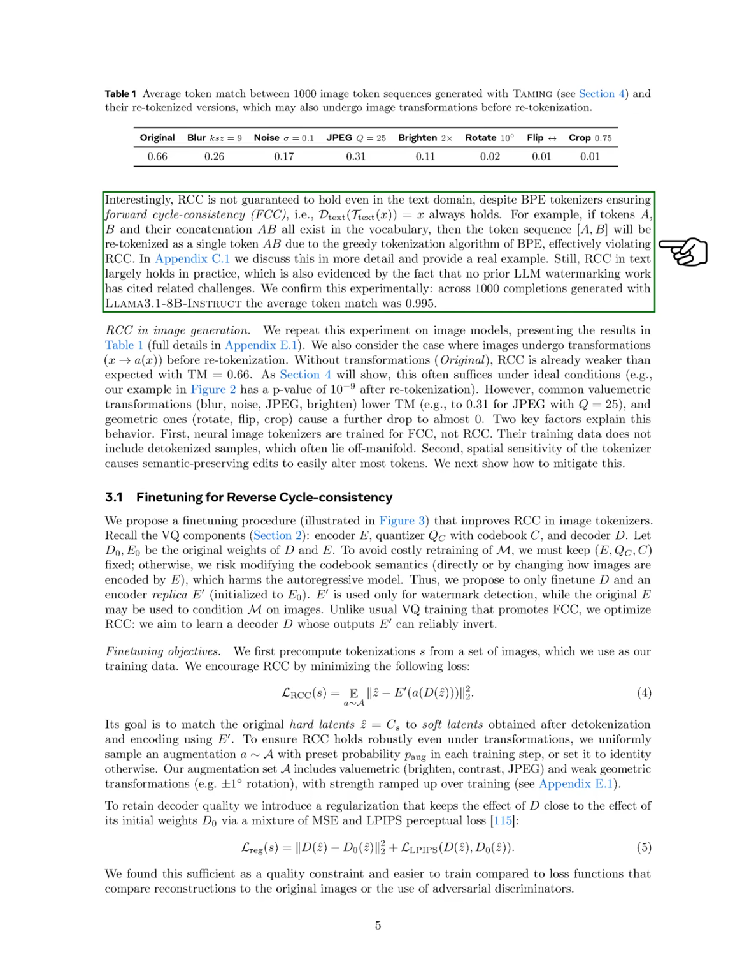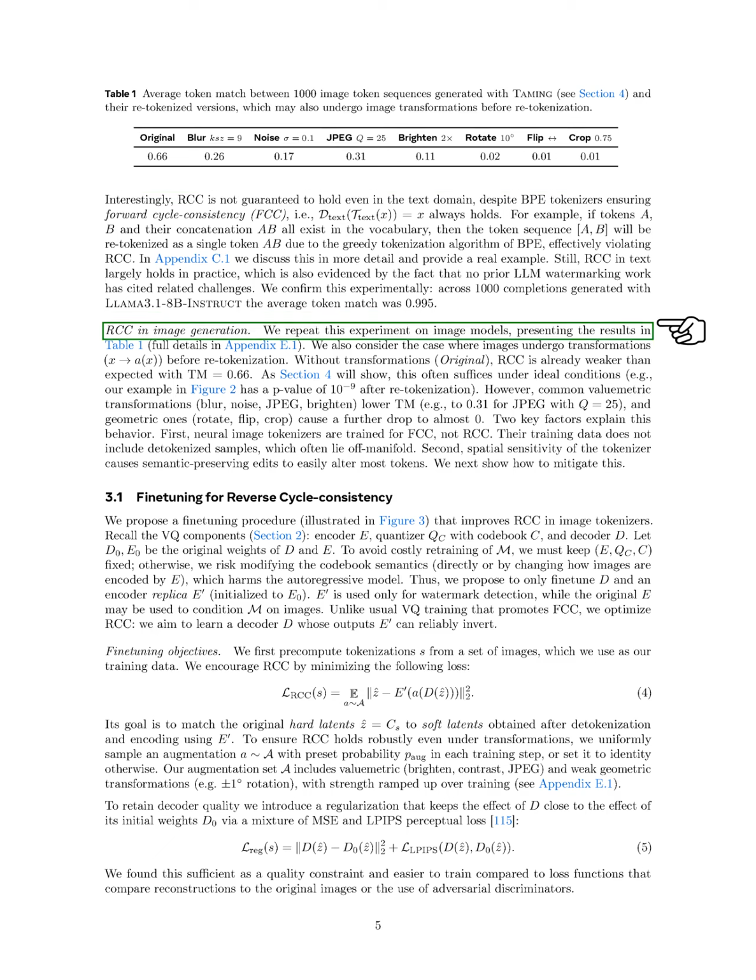Interestingly, RCC is not guaranteed even in text, despite certain tokenizers ensuring forward cycle consistency. For instance, if certain tokens exist in the vocabulary, they may be re-tokenized into a single token, violating RCC. We provide a real example of this in the appendix. However, RCC generally holds in practice, as evidenced by our experiments showing a high average token match across multiple completions. We also repeat our experiments with image models and present the results.